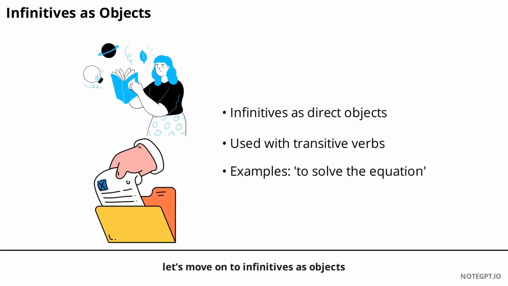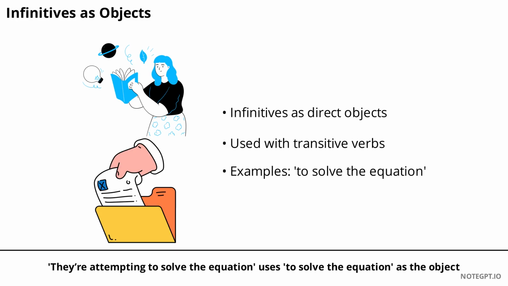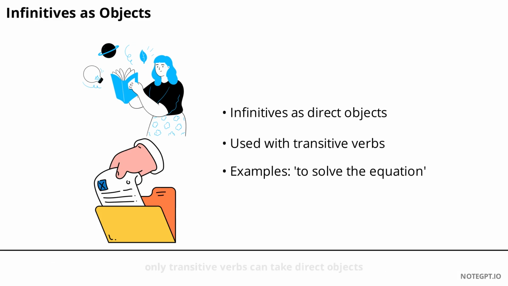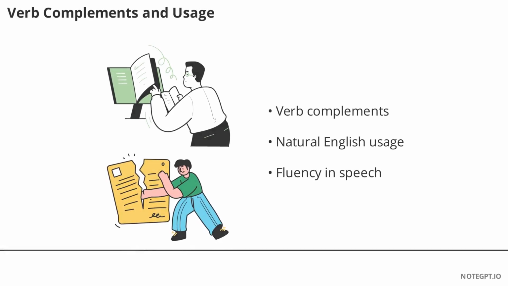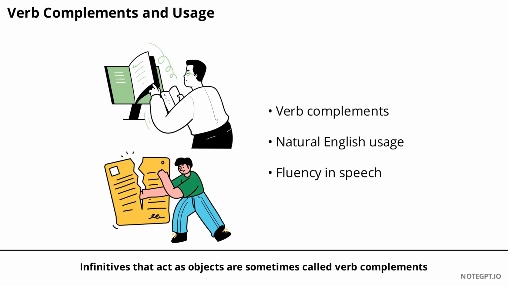Now, let's move on to infinitives as objects. In this role, the infinitive acts as the direct object of a verb, receiving the action. For example, in "You appear to be correct," the phrase "to be correct" is the object of "appear." Similarly, "They're attempting to solve the equation" uses "to solve the equation" as the object. Remember, only transitive verbs can take direct objects, so you'll find infinitives in this position mainly after such verbs. Infinitives that act as objects are sometimes called verb complements.